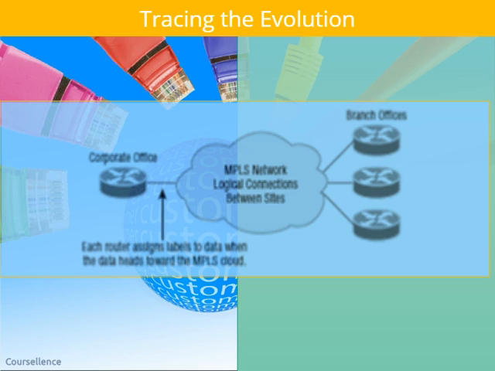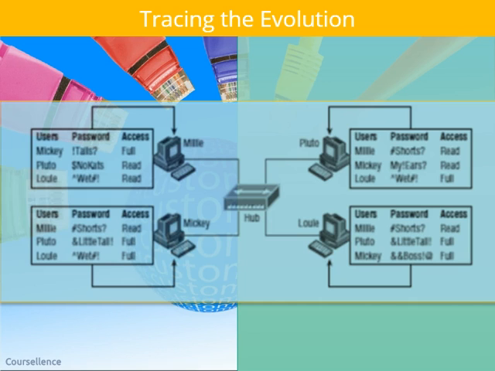Prioritizing data is a huge advantage. For example, voice data could have priority over basic data based on the labels. And since there are multiple paths for the data to be forwarded through the MPLS cloud, there's even some redundancy provided as well. Network architecture, peer-to-peer or client-server.